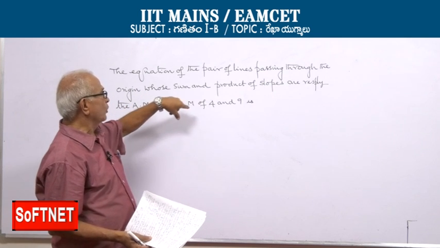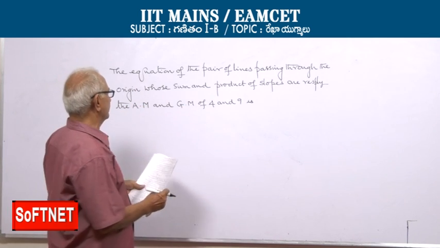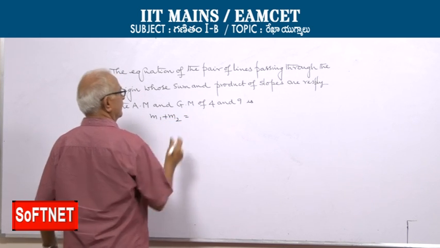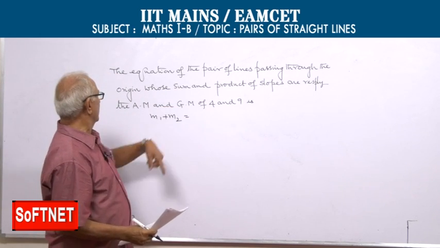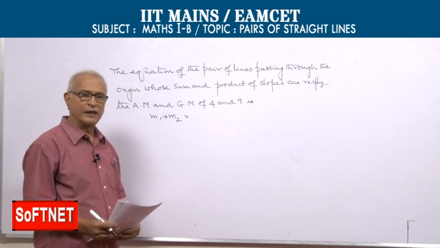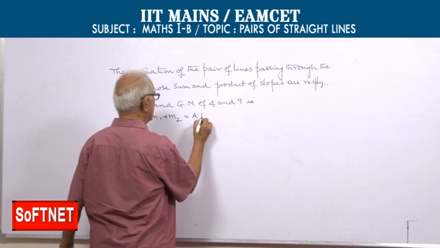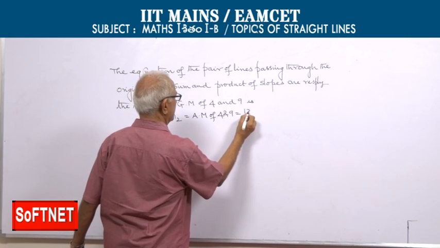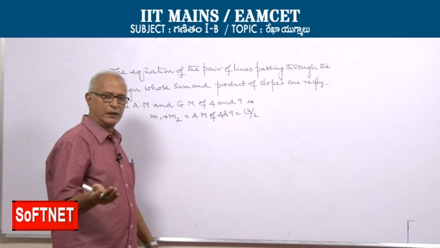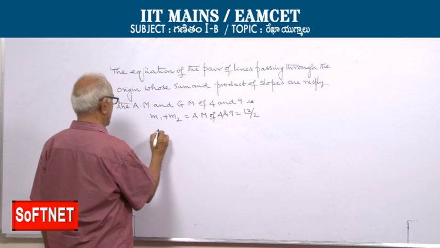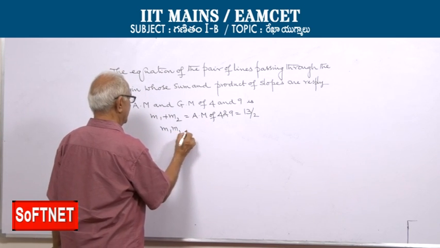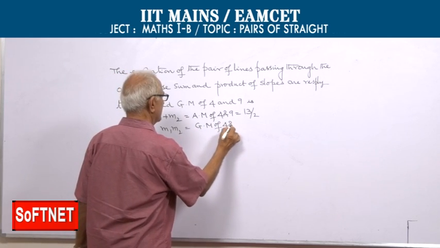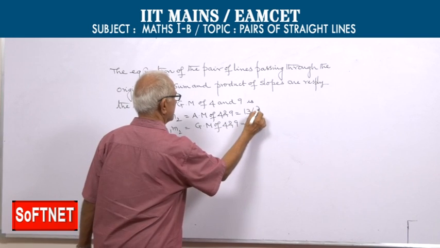Whose sum and product of slopes are m1 plus m2 and m1 m2. That is, the sum is the arithmetic mean of 4 and 9. What is the arithmetic mean of 4 and 9? That is equal to 13 by 2. A plus b by 2, you know. Arithmetic mean of 4 and 9 is 4 plus 9 by 2. Product is the geometric mean of the same two numbers. The root of 36 is 6.